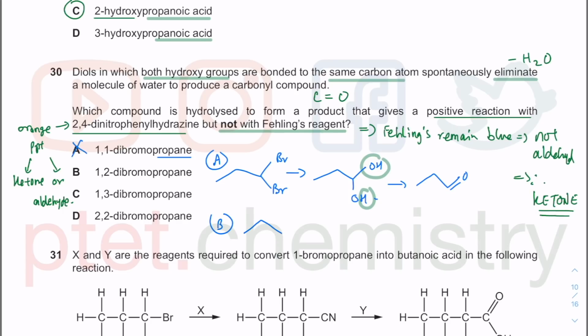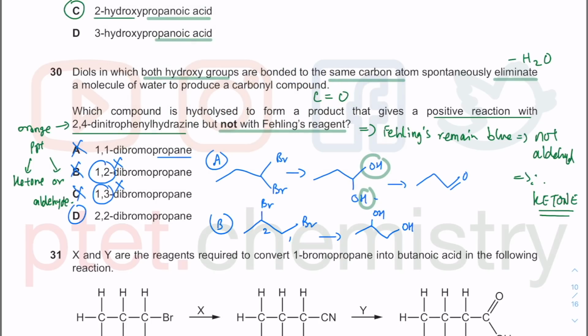How about B? You have 1,2-dibromo, so 1 and 2. If I get OH and OH, well, they are not on the same carbon, so they cannot spontaneously eliminate a molecule of water because they are not on the same carbon. So 1,2 is bad because not on the same carbon, which means 1,3 is also bad because they are not on the same carbon. So I'm pretty sure D is the correct answer.